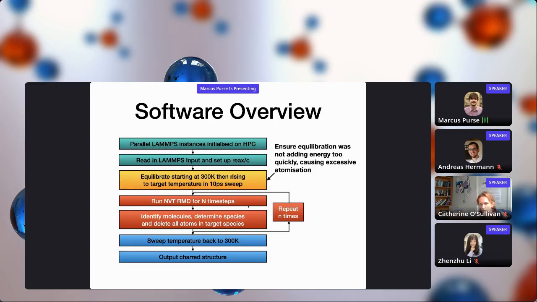So once we're fully equilibrated, we then run a certain number of cycles, and inside each cycle we'll run NVT dynamics for a certain number of time steps. And at the end of that, we will pull our data out of LAMMPS, identify molecules and determine species, and then delete all the atoms in our target species. And after we've run these cycles, we sweep the temperature back down to 300 Kelvin and output our char structure.